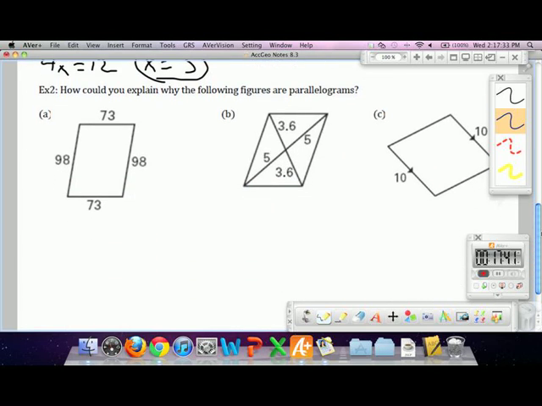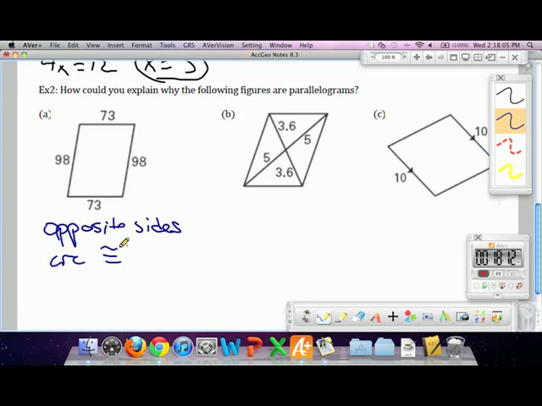Okay, so how would I explain why each of these are parallelograms? What would I use to claim that these are parallelograms? Why is this forced to be a parallelogram? Because opposite sides are congruent. I think this was the converse of the parallelogram sides theorem. So just opposite sides are congruent. Therefore, it's a parallelogram. How about B?